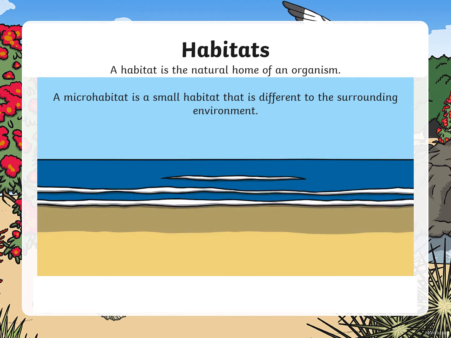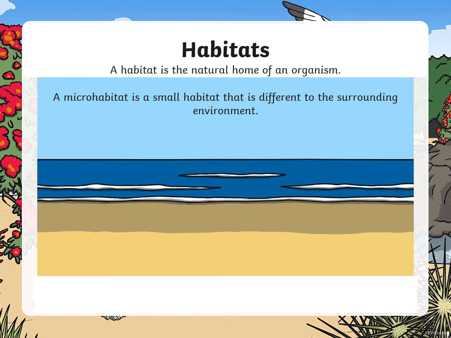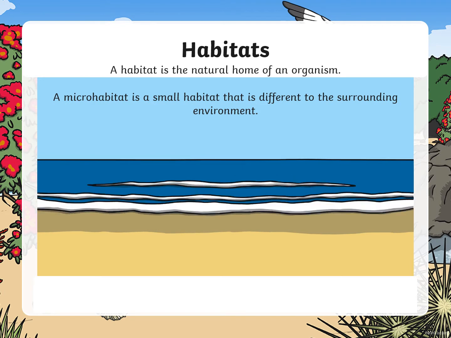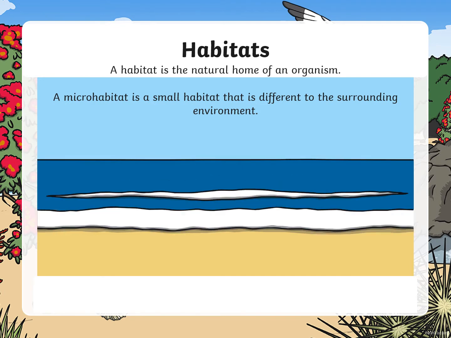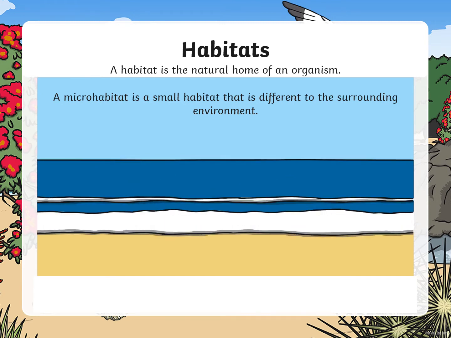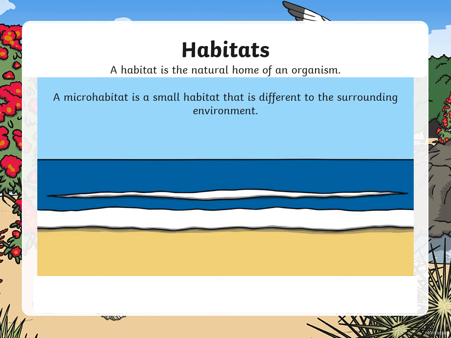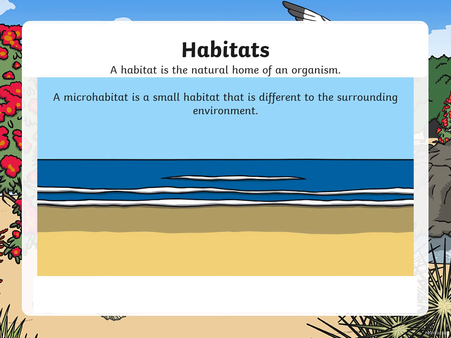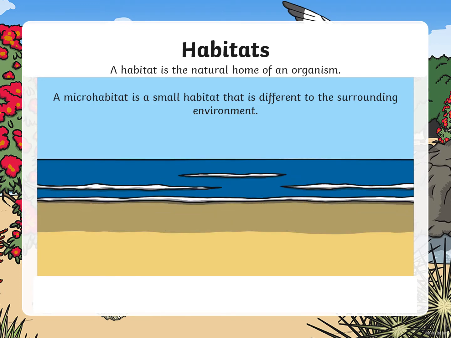Okay, let's recap on our learning so far in science this half term. We know that a habitat is the natural home of an organism. Can you remember what an organism is? That's right, it's a living thing. It could be an animal, it could be a plant. Last week you learned about microhabitats. Can you remember what that prefix micro means? Yes, it means small. A microhabitat is a small habitat that is different to the surrounding environment.